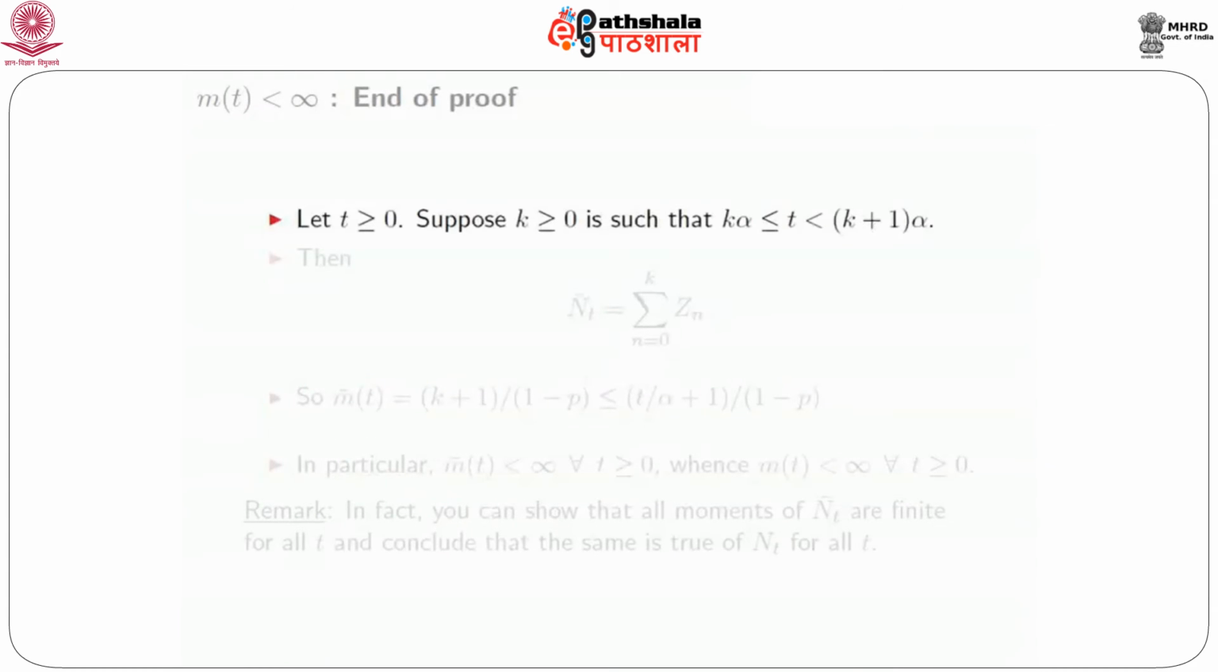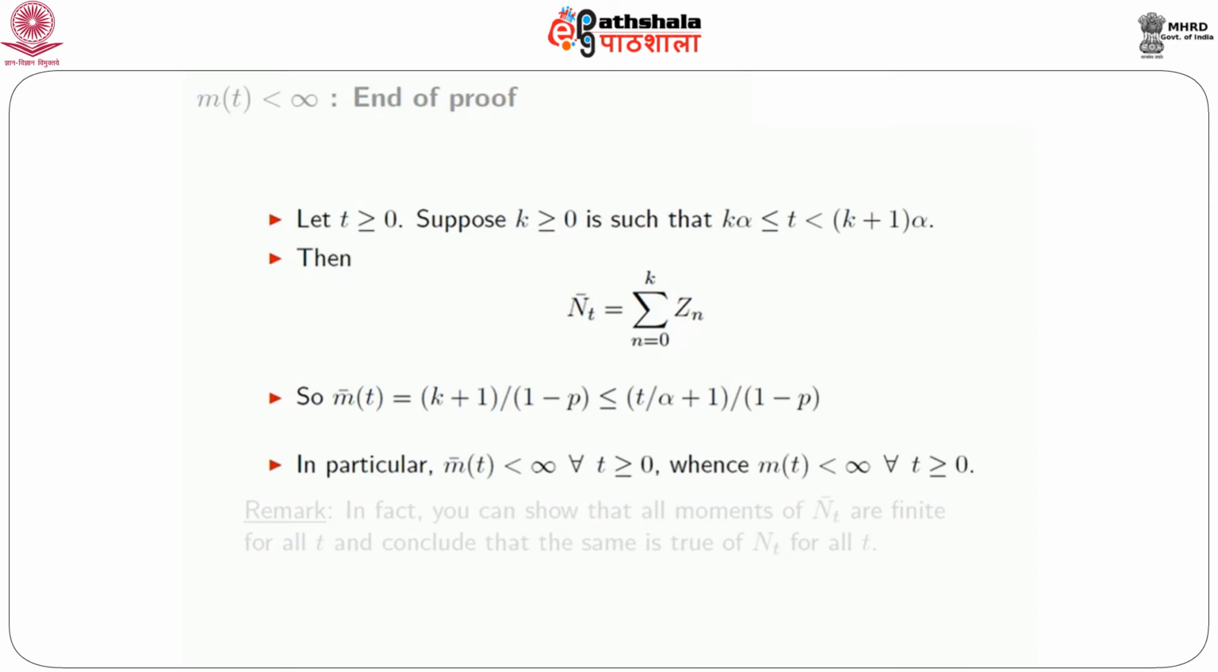Okay, so now let t be greater than or equal to 0. We were supposed to look at N hat t for a general t, although arrivals for the N hat process happen only at n alpha times, which are multiples of alpha. So what we do is this little algebra. For any t greater than or equal to 0, take k such that k alpha is less than or equal to t, less than (k plus 1) alpha. So k is the integer part of t over alpha. Then N hat t is nothing but the sum of the Zn's from n equal to 0 to k.